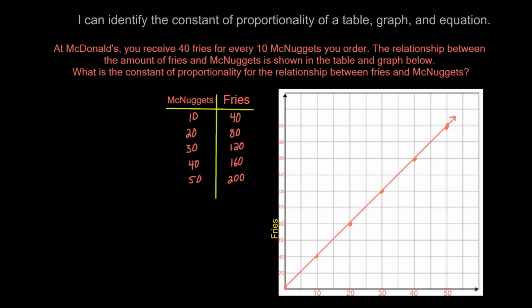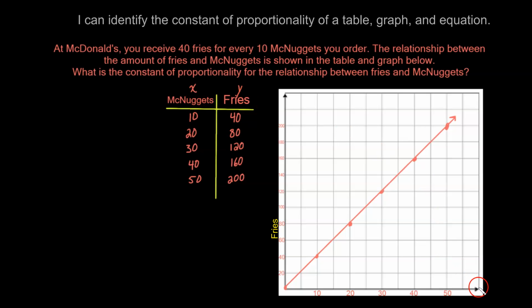So in this relationship, we can see that the amount of fries you receive depends on the amount of McNuggets you order. So if you order a 10-piece McNuggets, you get 40 fries. If you order 2 orders of 10 McNuggets, also 20 McNuggets, you get 80 fries. So the amount of fries that you receive depends on the amount of McNuggets that you order. So that would make fries be the Y and McNuggets be the X, Y being the dependent variable and McNuggets being the independent variable, or the X.